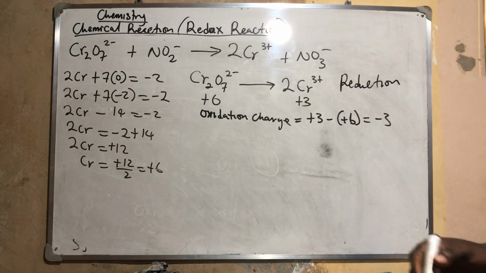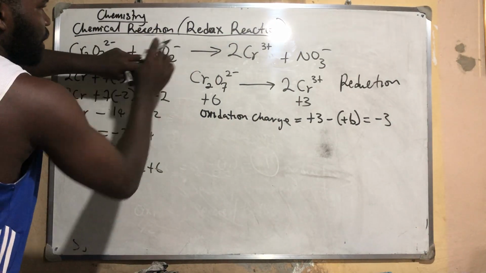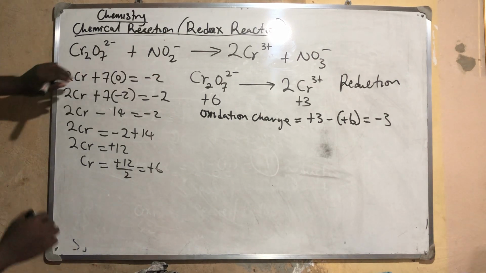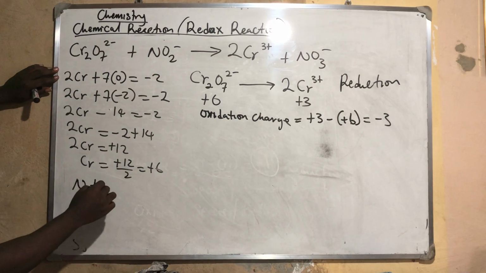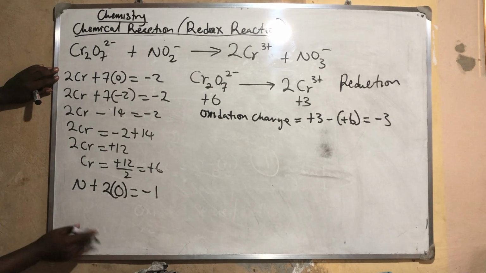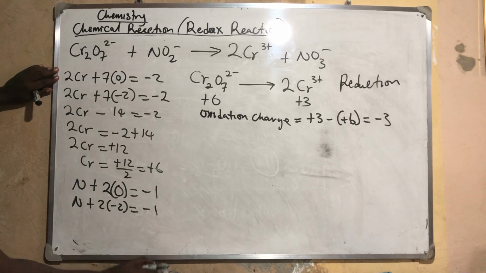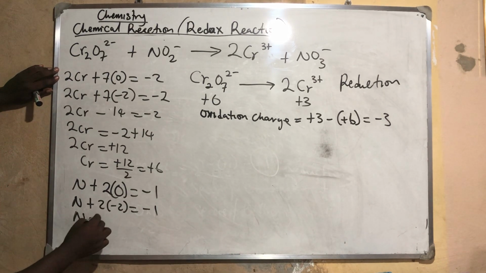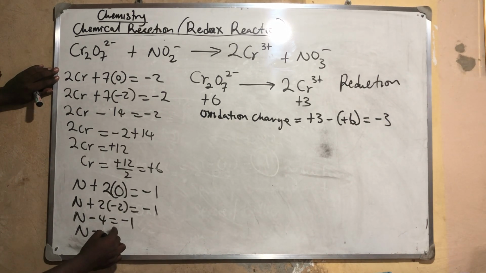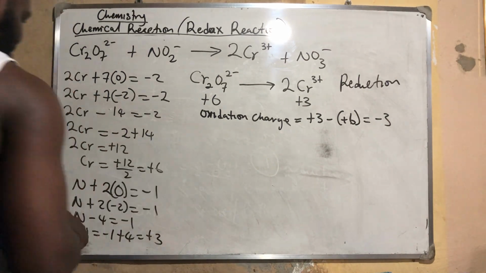All right, let us do the same thing for the other species. Now, we need to know the oxidation number of nitrogen here. Okay, so we have N plus 2 of oxygen giving us minus 1. So N plus 2 times minus 2 is giving us minus 1. So my N minus 4 is equal to minus 1. So my N here will be minus 1 plus 4, which is plus 3.